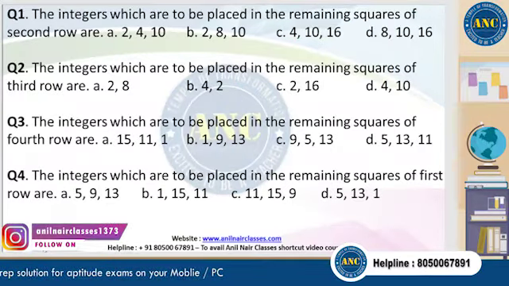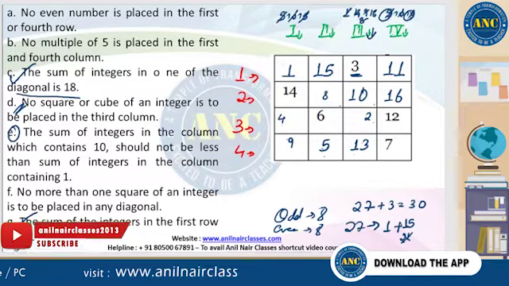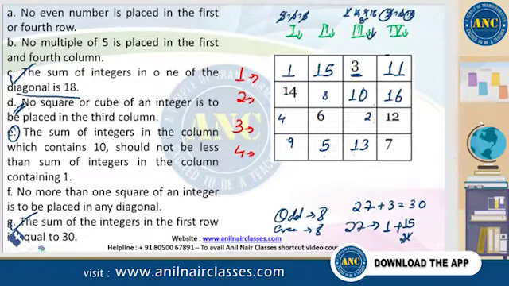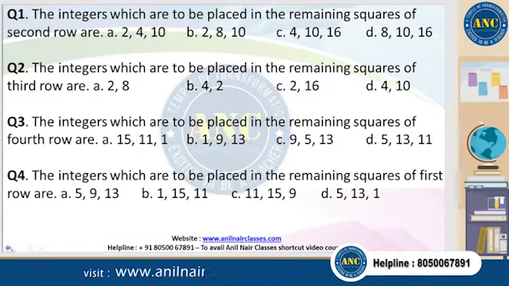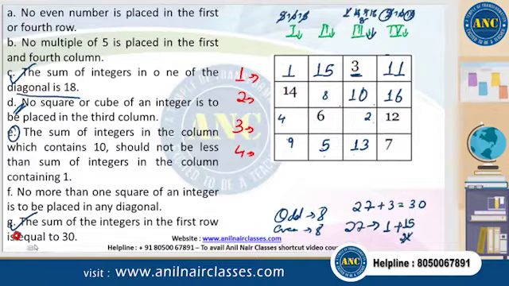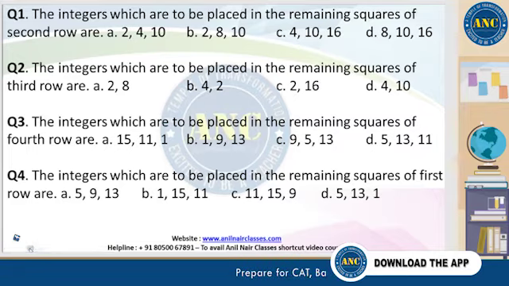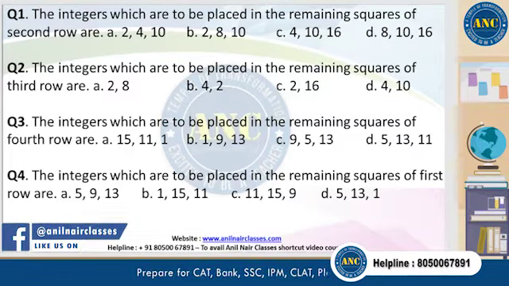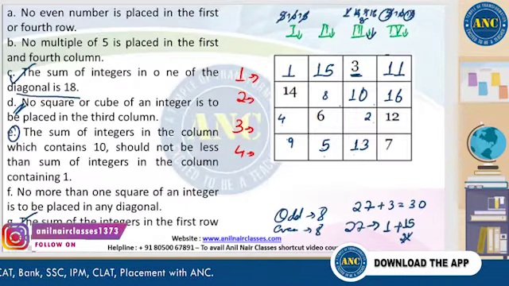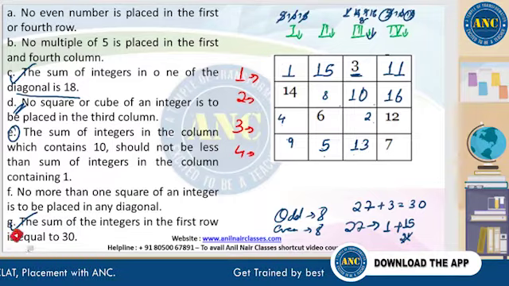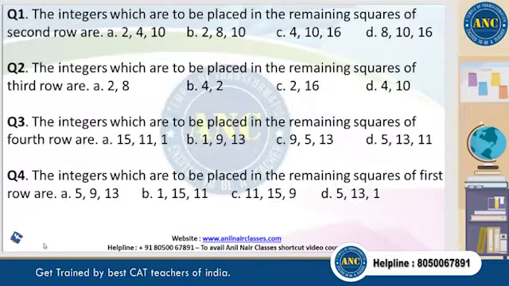If you check question 2, the integers placed in the remaining squares of the third row are, I think, 4 and 2. That's easy. For the fourth row, the integers placed in the remaining squares are 9, 5 and 13. And for the first row, we got 15. We know one number, and we know 3, and we know 15, so the answer is 15, 11, and 1.